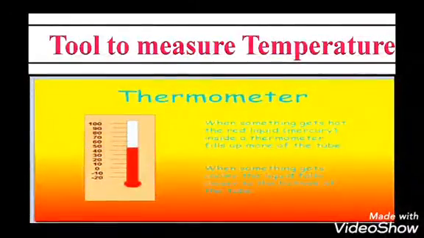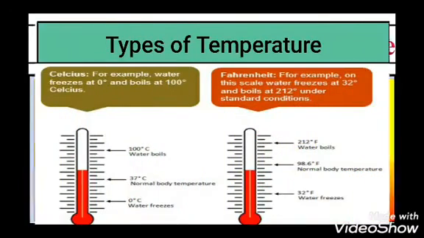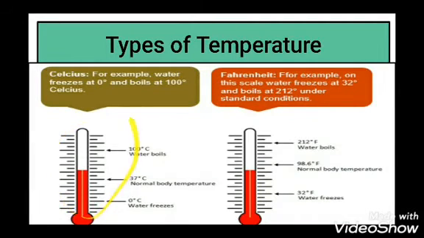The tool to measure temperature is the thermometer. How many types of thermometer scales are there? There are 2 types. Celsius, for example: water freezes at 0 degrees and boils at 100 degrees. Both their scales are different. Fahrenheit, for example: on this scale water freezes at 32 degrees and boils at 212 degrees. So that is the difference between the 2 types of temperature.